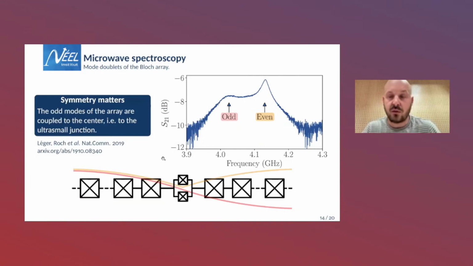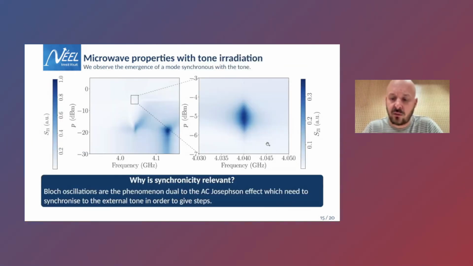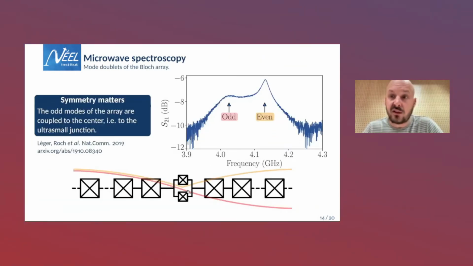So we said, okay, let's go to the measurement and try to observe these plateaus. As I said, a key point for us was to observe the microwave response at the same time. So we measured the microwave transmission through the whole Bloch array. Let's say you input some microwave here and you measure what's going out there. What you observe are these double peaks. We described that in this paper already. The idea is that, given the symmetry of the system, you have 2 types of microwave modes, the odd and the even modes.